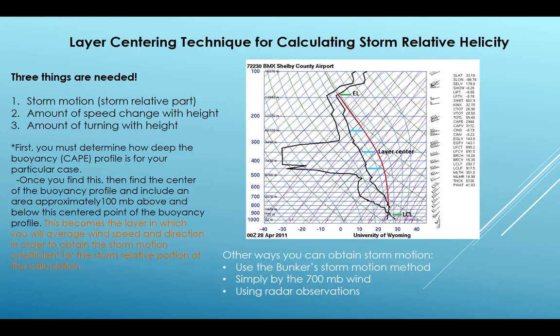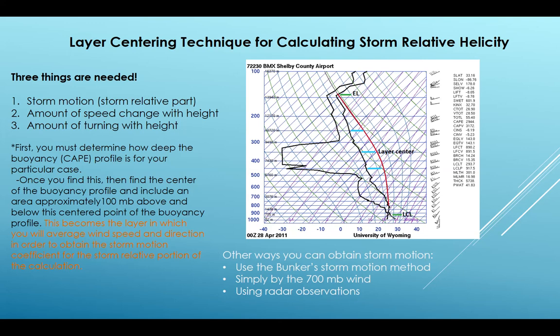Here's the layer centering technique for calculating storm relative helicity. This is something I've been working on over the past 6 months. It's an interesting way of looking at things here. Three things are needed, and this is for any storm relative helicity calculation. Number one, the storm motion. This is the storm relative part of SRH. Number two, the amount of speed change with height, or speed shear. And number three, the amount of turning with height, or directional shear.